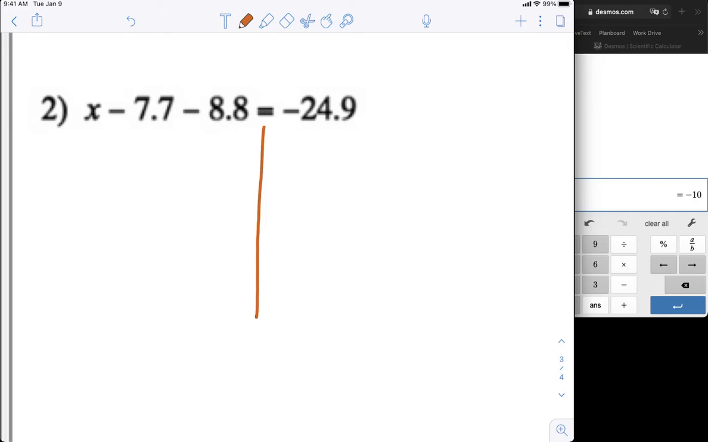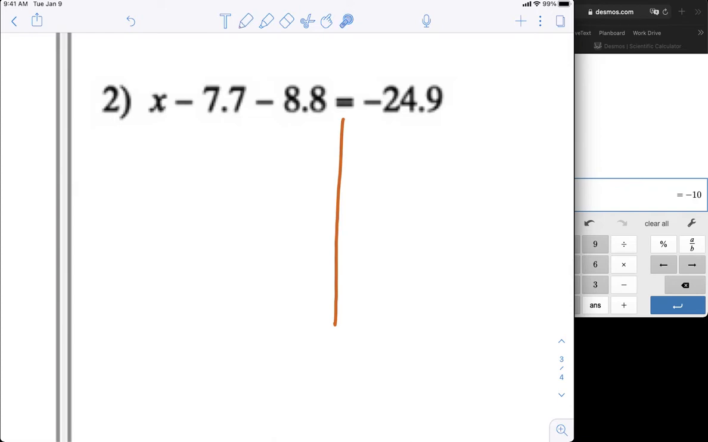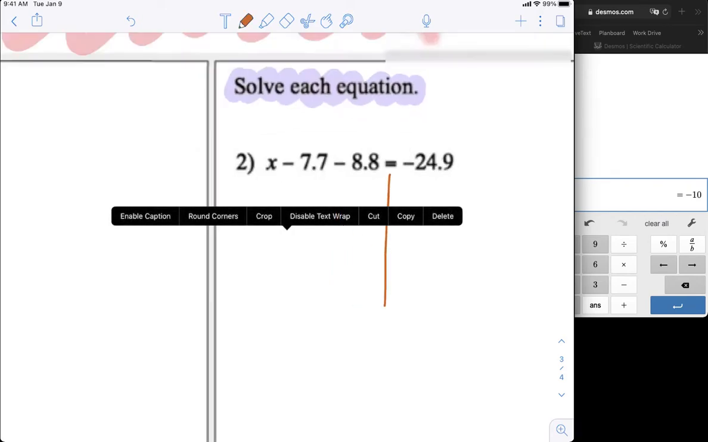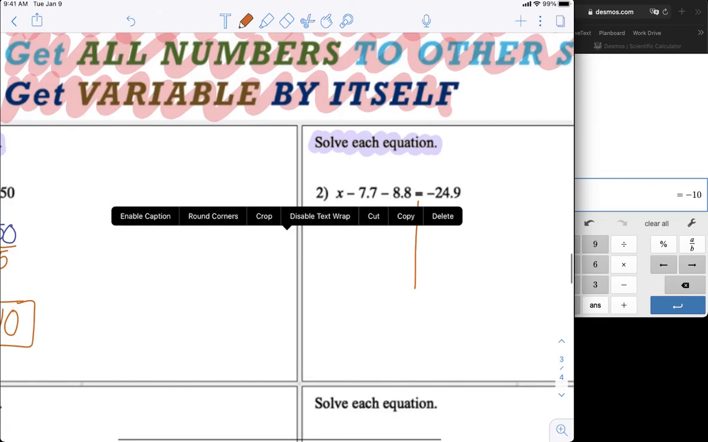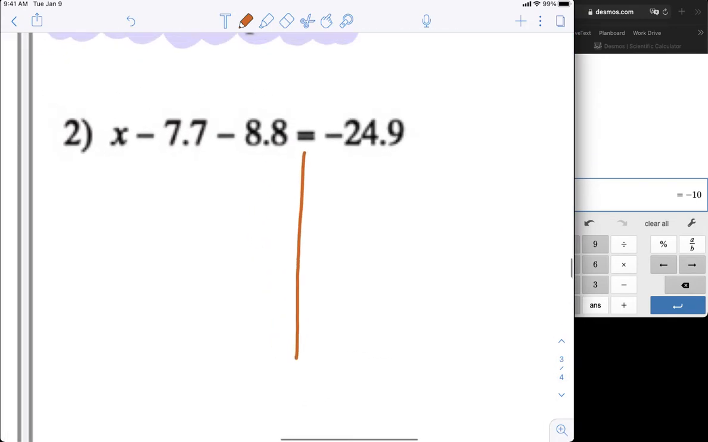So on the left side here of the line of separation, what can I combine? So if you notice, this negative 7.7 doesn't have an x. This negative 8.8 doesn't have an x. They're just regular numbers. So these two are my like terms. Sorry about that. These two are my like terms. These are the ones that I can put together.